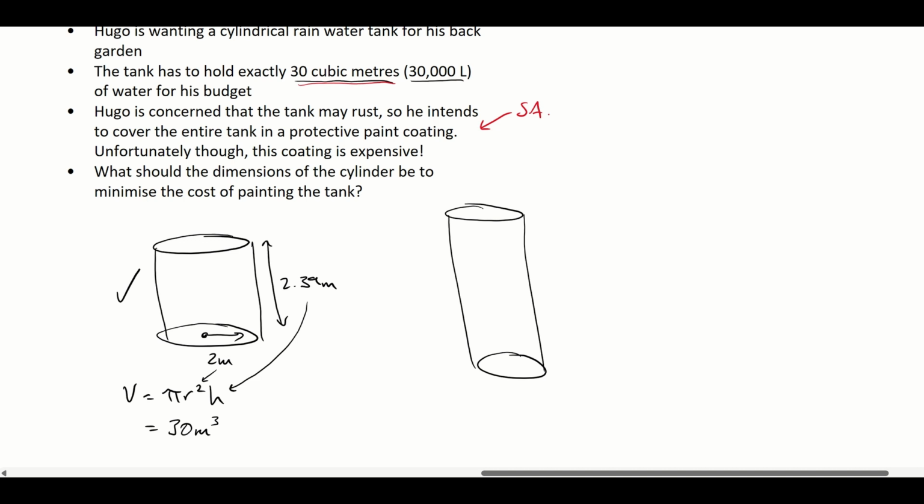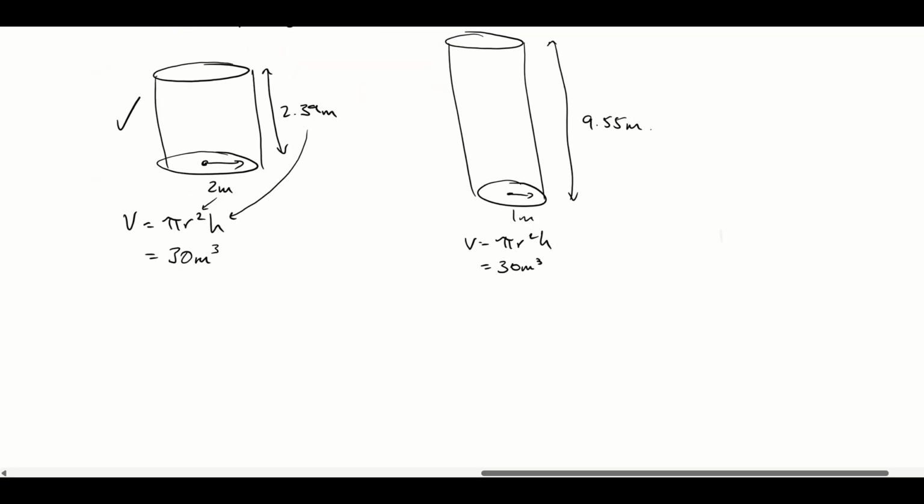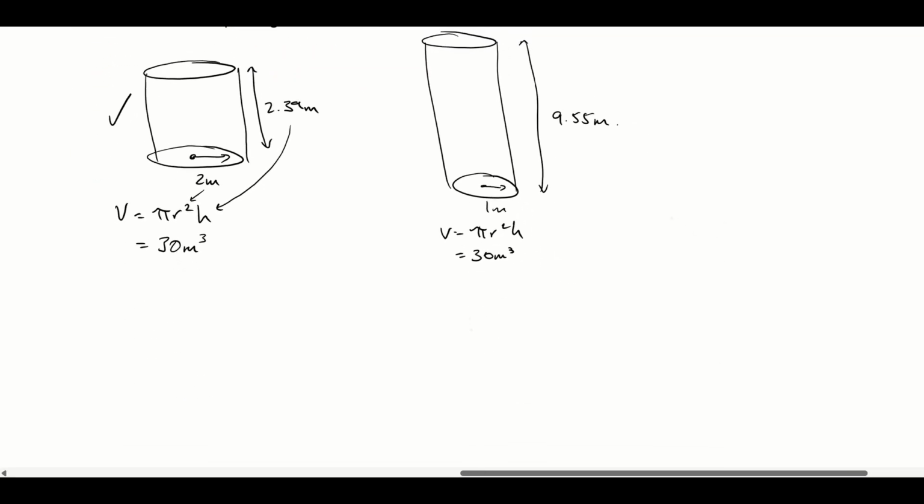Likewise over here, you could have a radius here of 1 meter and the height 9.55 meters. And you can check there that the volume, being pi r squared h, is also equal to 30 cubic meters. So both of these cylinders are acceptable for his 30,000 litre water tank. However, let's see how the surface area compares between these two particular cylinders.